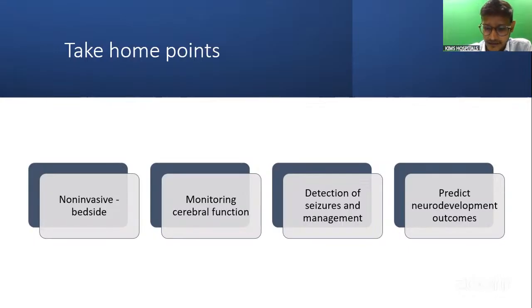So, once again, conventional EEG is the gold standard, but because of limited technical expertise and the interpretation, we need an alternative, for which amplitude EEG has a decent role.